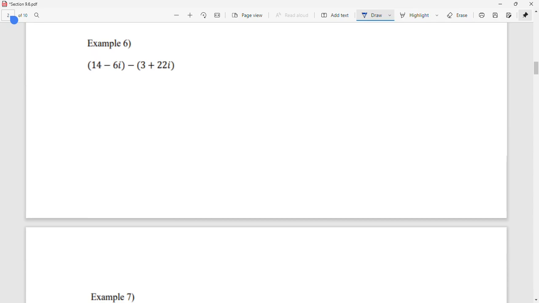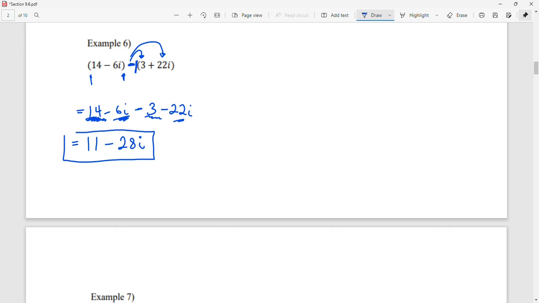In example 6, we can remove the first set of parentheses. There's no issues with that. So this is equal to 14 minus 6i. For the second one, though, you need to distribute. A lot of students forget to distribute that negative throughout. So this is in fact negative 3 minus 22i. Again, pretend this is a negative 1 and distribute with that negative. Let's collect like terms. We have 14 and negative 3 together. That's 11. Negative 6i and negative 22i gives us negative 28i. And that's it. We stop right here. Cannot simplify further than that.